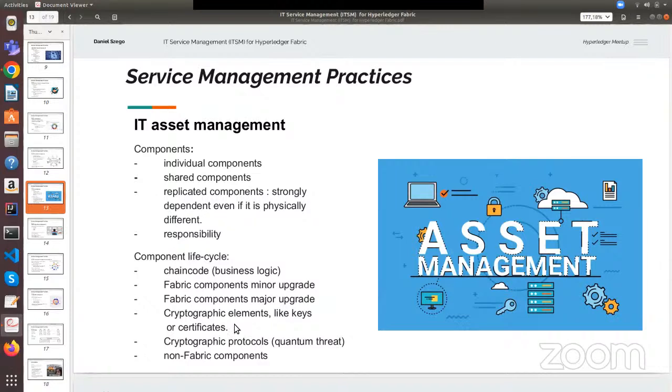One thing which is a little bit challenging as well is the life cycle of cryptographic elements. At the moment we have keys and certificates in Hyperledger Fabric, but perhaps in the future we'll have decentralized identities and, I don't know, zero knowledge proofs and other things as well. So it might be even more complicated in the long run. And of course, another asset to consider in the life cycle model is the cryptographic protocols. I especially mean the quantum threat, which is not relevant at the moment, but perhaps in 10 years it's something that should be considered. And last but not least, there are other components in your application besides Hyperledger Fabric.